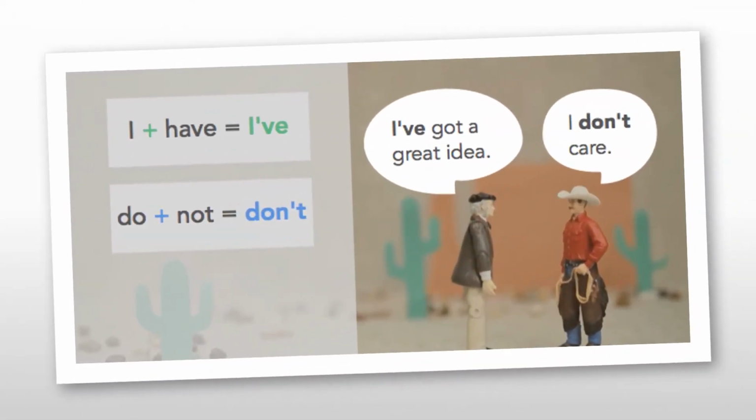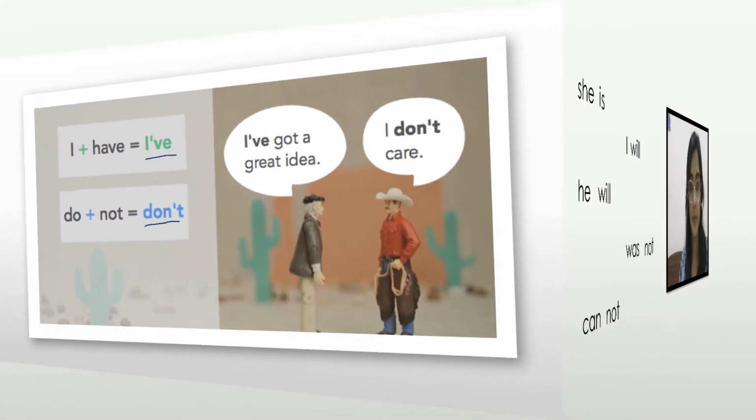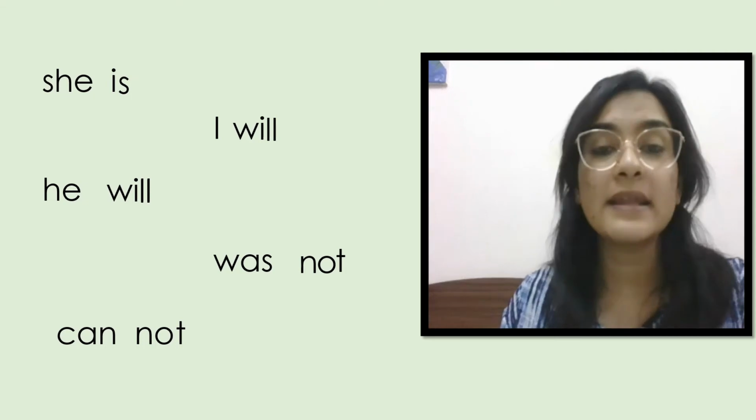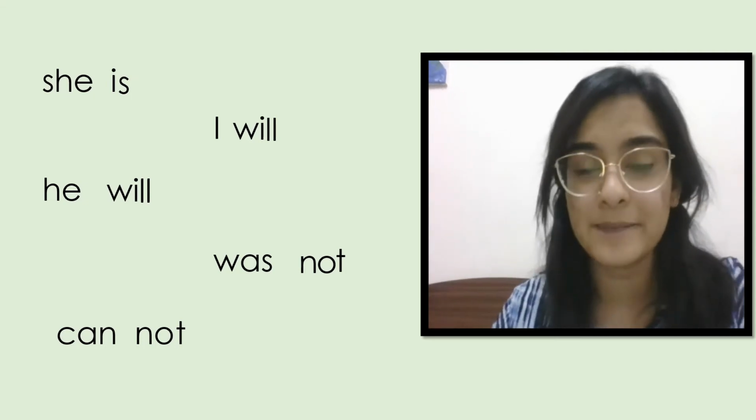Let's look at these examples of contractions. I plus have becomes I've. Do plus not becomes don't. Here is an example of how we use contractions in speaking and writing. I've got a great idea. I don't care. This is how it's done.